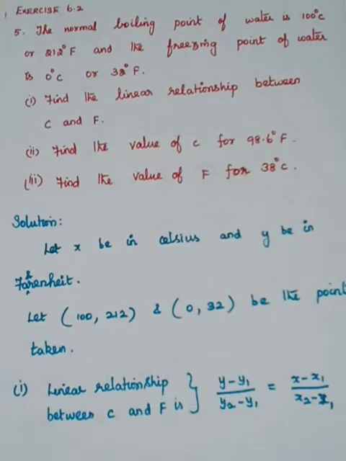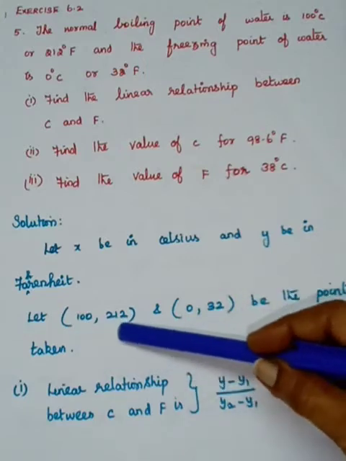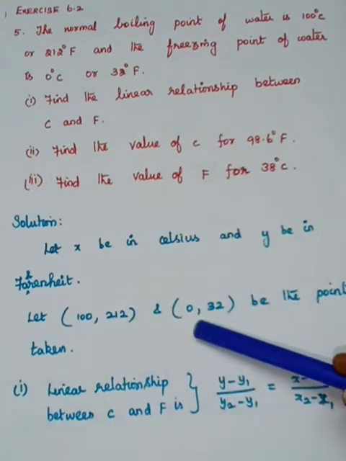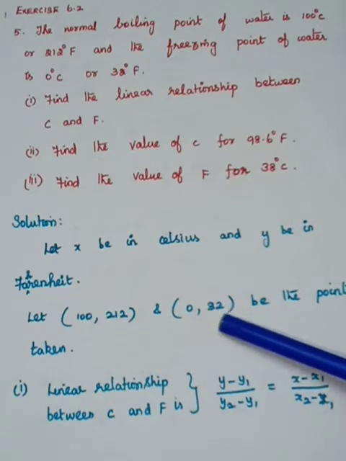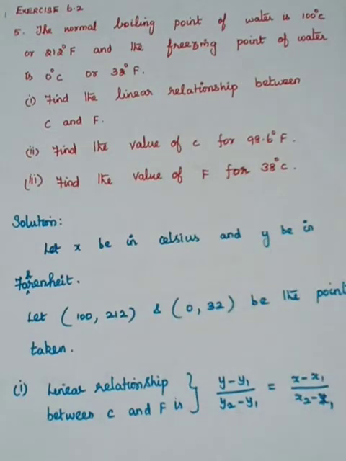So, first I'll take the boiling point in Celsius, 100 degrees, and the Fahrenheit, 212 degrees. So, x we have taken as Celsius and y we have taken as Fahrenheit. Therefore, the first point is (100, 212). And coming to the second point, (0, 32). So, 0 is in Celsius and 32 is in Fahrenheit, the freezing point of water. So, here I have taken 2 points. Both x and y are in Celsius and Fahrenheit.